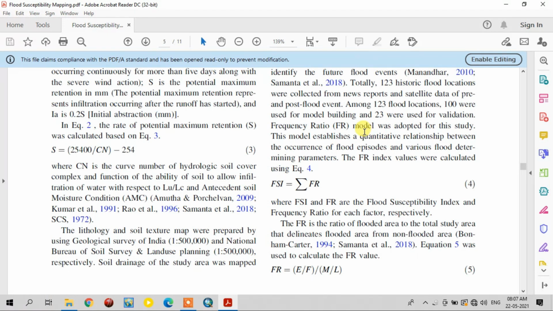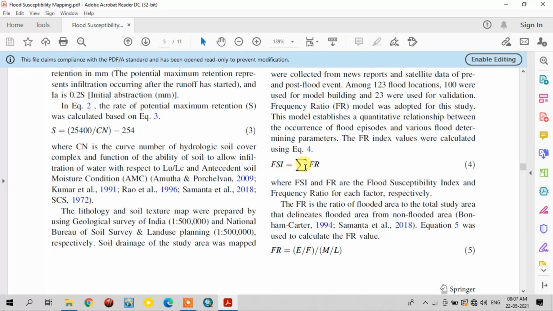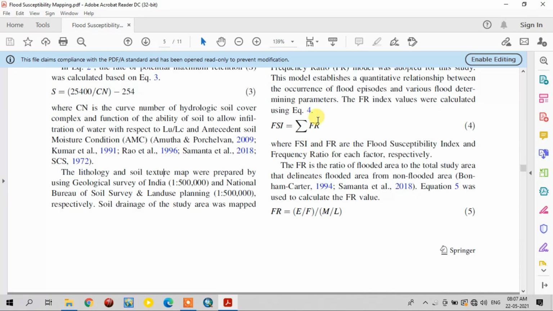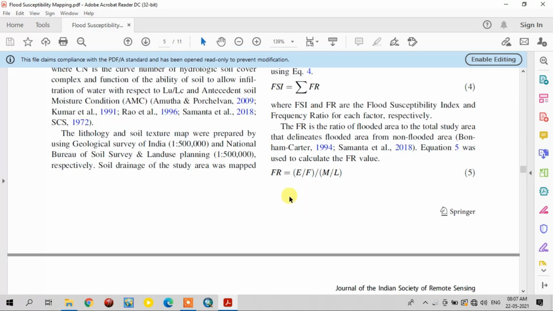In this flood susceptibility analysis, I have used the frequency ratio model. I already told. So this is the formula for flood susceptibility analysis: FSI equals the sum of FR. FSI is the flood susceptibility index, and FR is the frequency ratio. So in this formula, first we need to calculate this FR value. This FR is equal to (E divided by F) divided by (M divided by L).